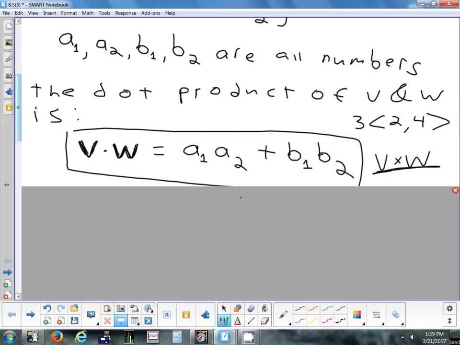The cross product doesn't exist in 2D. There's no such thing as a cross product in 2D. You can only do that one in 3D. But the dot product we can do in 2D or 3D, it doesn't matter. All right, so I want to look at what kind of answer I'm going to get here.